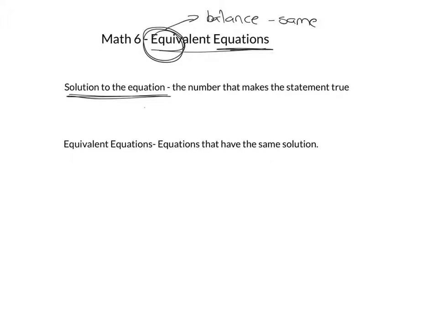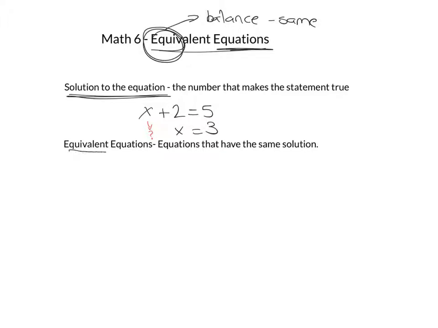So let's go with something really simple. x plus 2 equals 5. The question ends up being, what number here would allow this statement to be true? And I think most of us would say, oh, what number plus 2 gives me 5? And we would write here x equals 3.